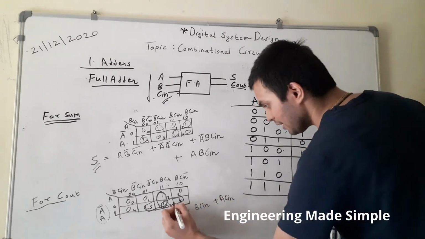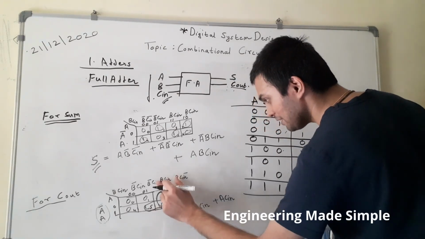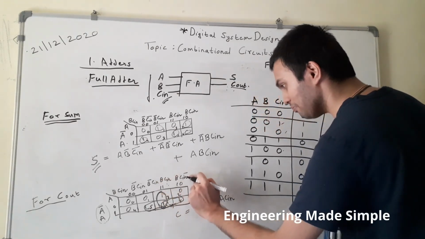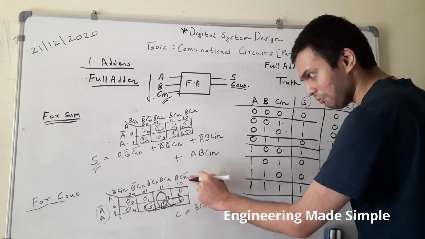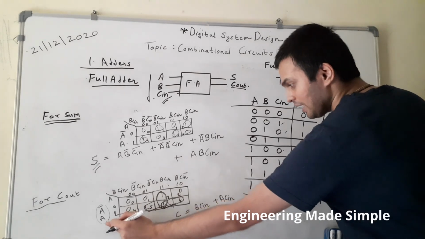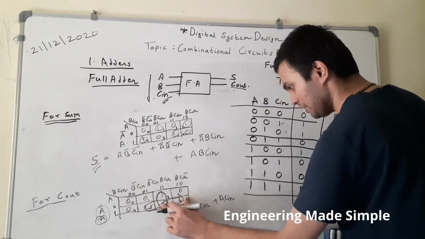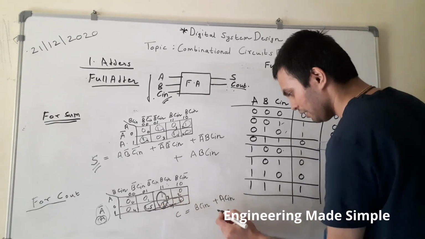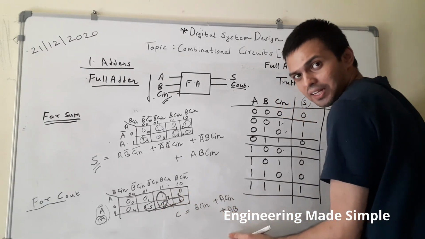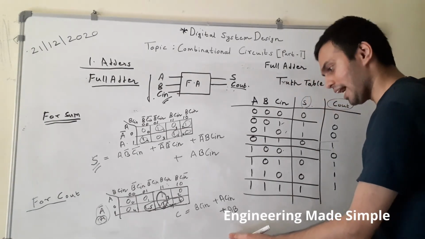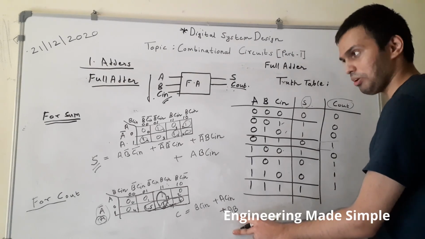And now the last pair, this one and this one. How will you read this? This is B C in and B C in bar. So C in is changing from C in to C in bar, so C in will be eliminated and the row value corresponds to A. So it will be A B, this particular pair. So plus A B. Now we have calculated the equation for carry also, that is B C in plus A C in plus A B from the truth table.